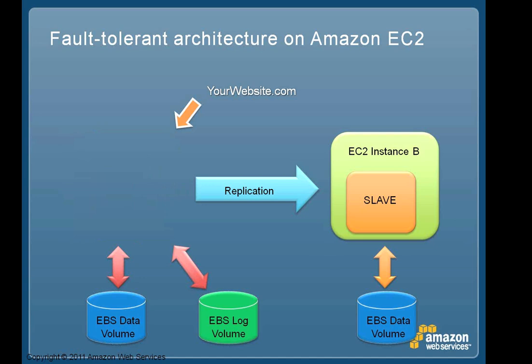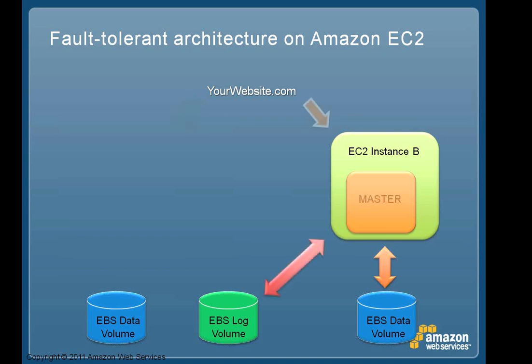Well, EC2 instance A would become unavailable. Of course, as a result, replication would stop, and reading and writing from the EBS volumes would stop. And at this point, your monitoring system would detect this. What you can do, in an automated, scripted way, is remap your elastic IP address that's sitting behind the DNS entry for yourwebsite.com, and make that now point to EC2 instance B. And EC2 instance B would then assume to be the master, as it's noticed that the primary master has gone away.